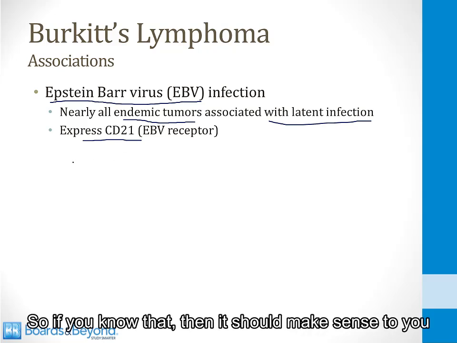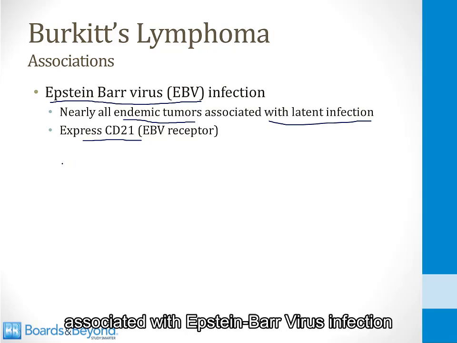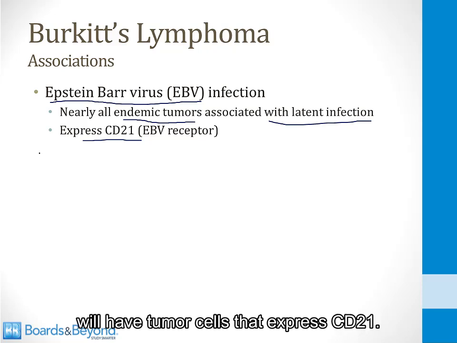So if you know that, then it should make sense to you that all the endemic tumors associated with Epstein-Barr virus infection will have tumor cells that express CD21.